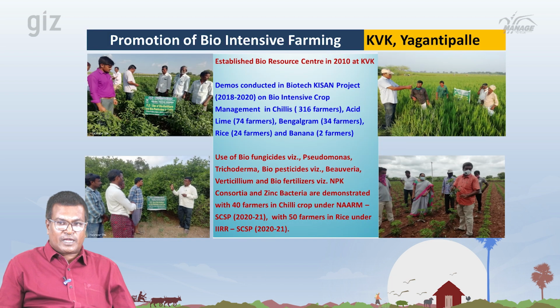At Krishi Vigyan Kendra Yagantipalle, we have been promoting bio-intensive farming for the past 10 or 15 years. In this connection, we established a bio research center for production and supply of various bio-inoculants at our KVK in 2010. We have conducted many demonstrations under the Biotech Kisan project in chilies, acid lime, Bengal gram, rice and banana, utilizing these bio-inoculants. Biofungicides like Pseudomonas and Trichoderma, biopesticides like Beauveria and Verticillium, and biofertilizers like NPK consortia and zinc bacteria were demonstrated with chili and rice crops under the NEH SCSP and IIR SCSP schemes in 2020-21.